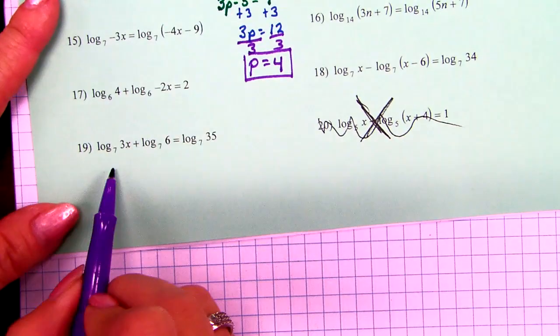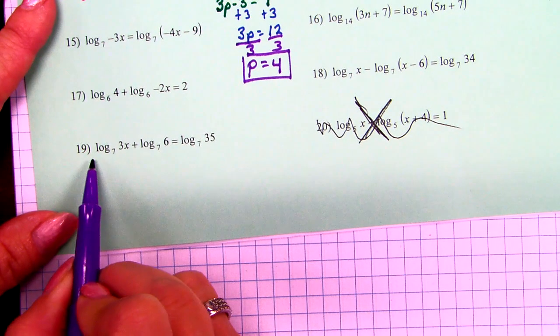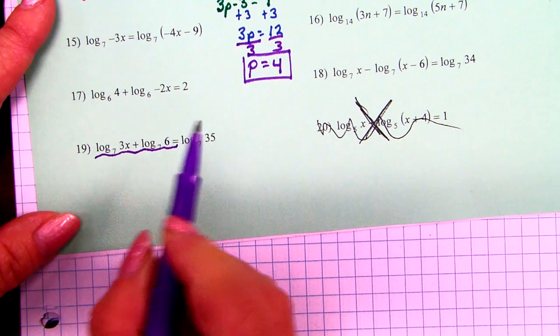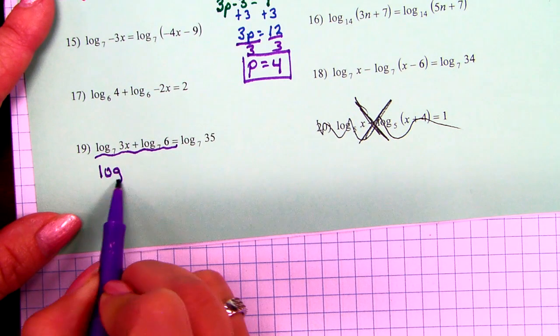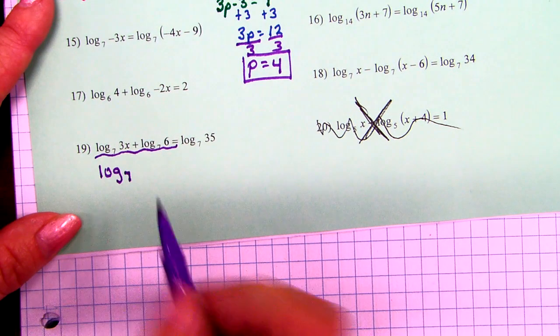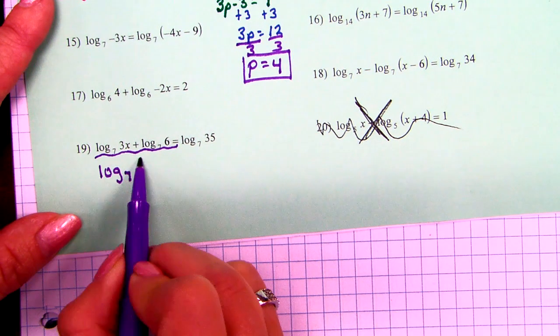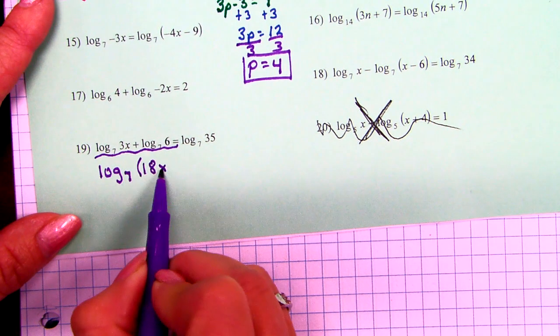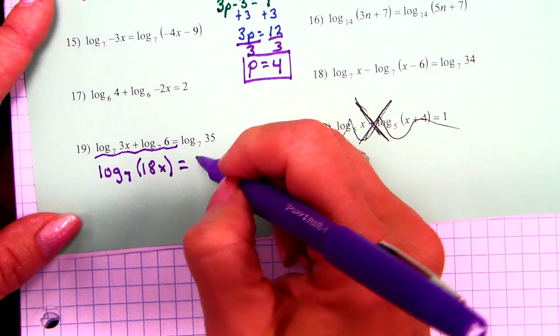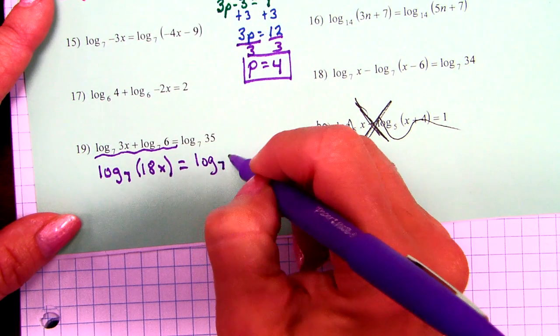So like, let me just do 19 because I have a lot of room down here. Notice there's multiple logs on one side, so that would be log base 7 of 3x times 6. 3x times 6 is 18x. So I have to do that one step first.